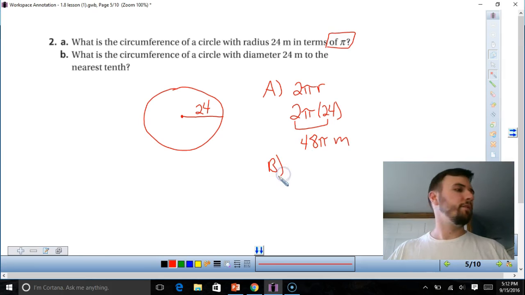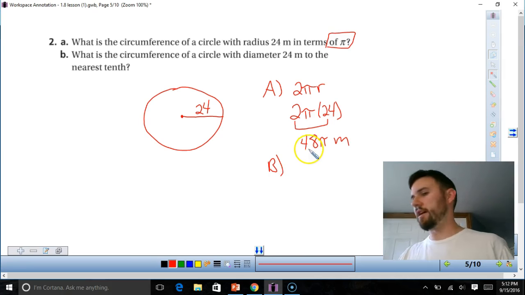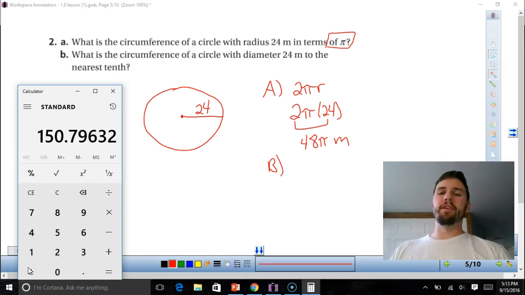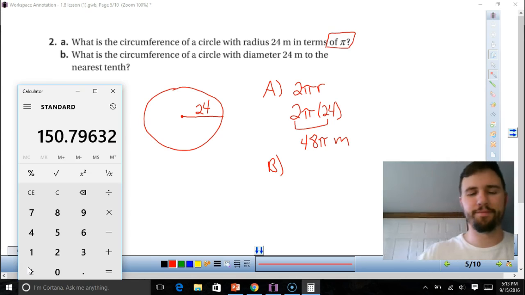Now for b, it says to round it, so we plug it in our calculator, and I don't have a calculator on me. Hey, look, I found a calculator. Turns out computers have calculators nowadays. Who would have thunk it?